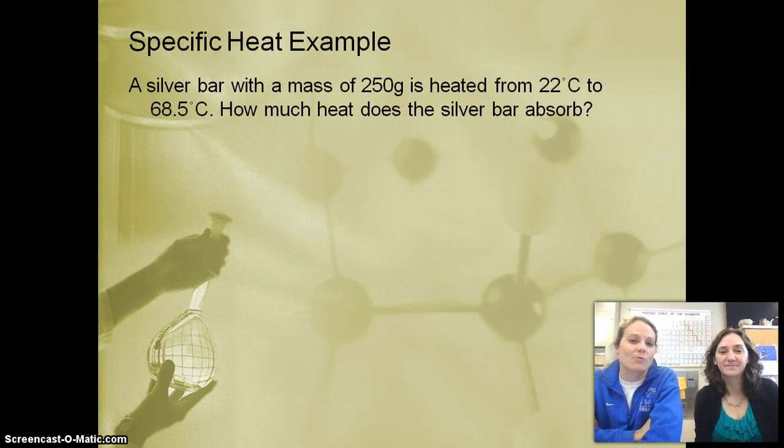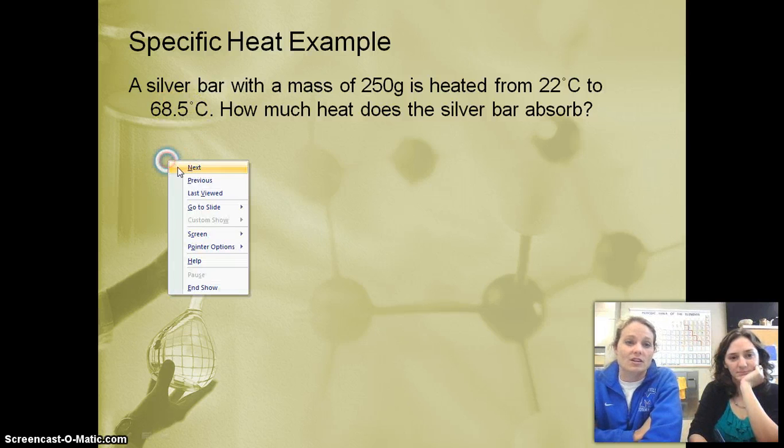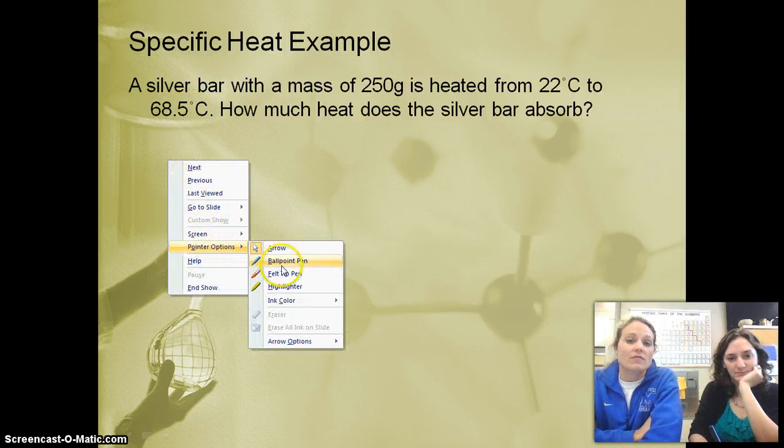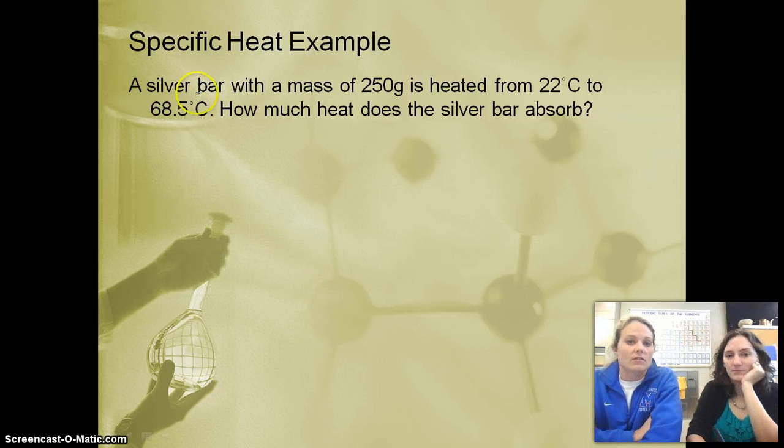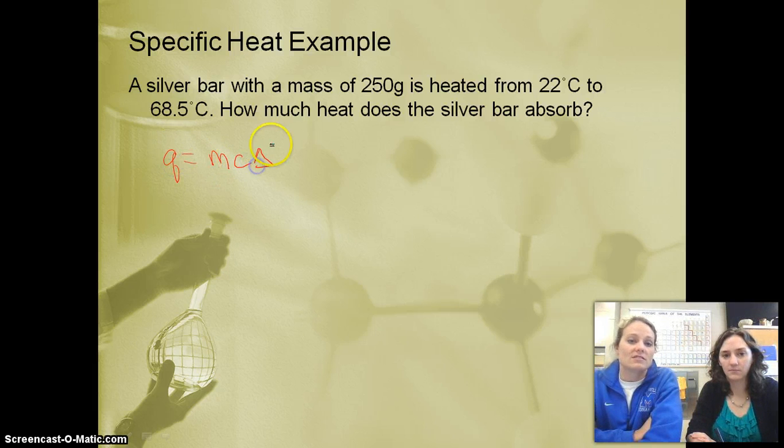All right, so let's do a problem. We're going to use that equation from the last slide, our Q equals, and we have a silver bar. A silver bar with a mass of 250 grams is heated from 22 degrees Celsius to 68.5 degrees Celsius. How much heat does the silver bar absorb? So we want to find our Q. Our mass is 250 grams.